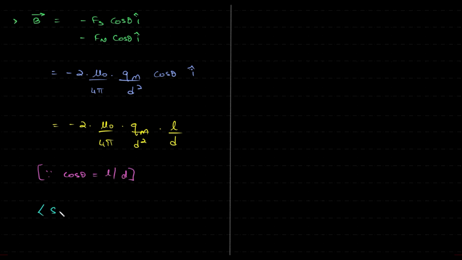Next, let's substitute D. Let's substitute D square, which is equal to L square plus R square. And here it is D cube. So B will be equal to minus 2 mu naught by 4 pi QML by R square plus L square to the power of 1.5.